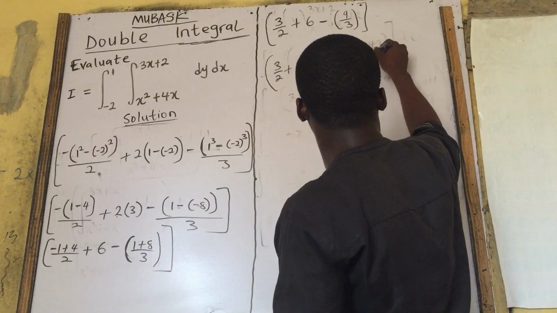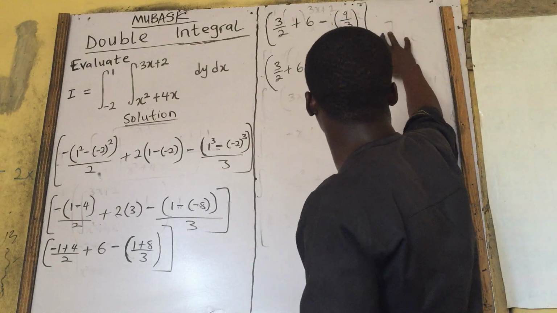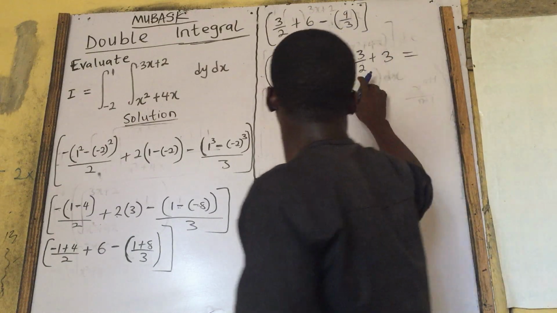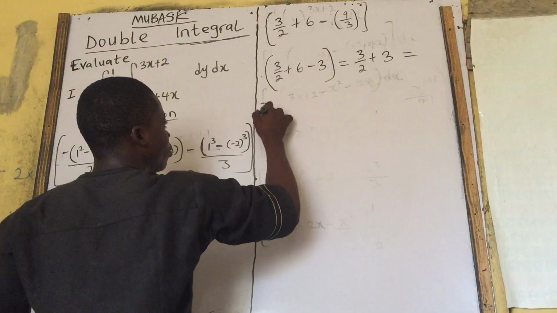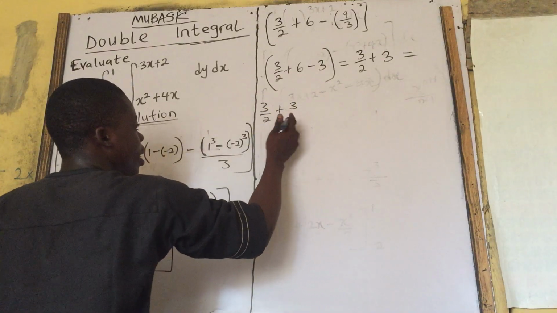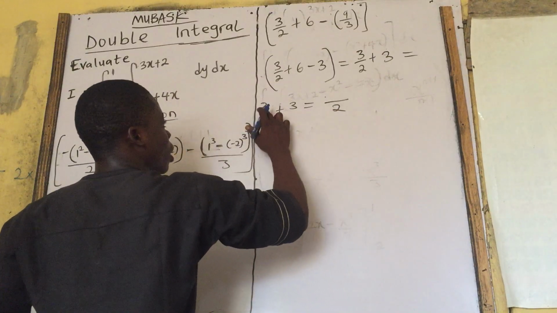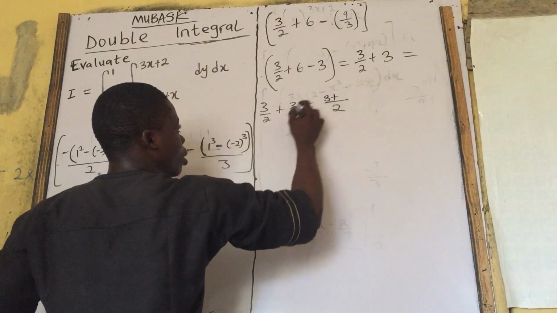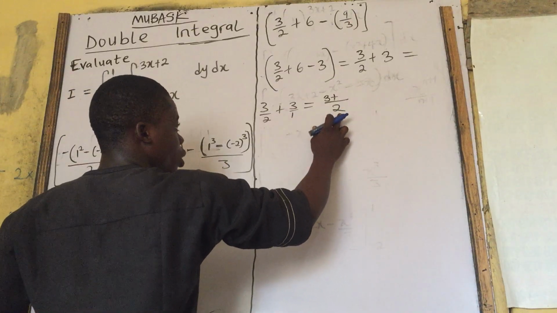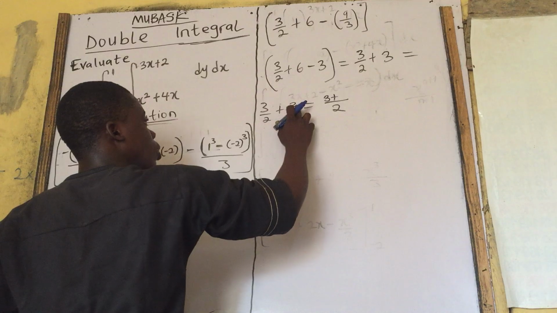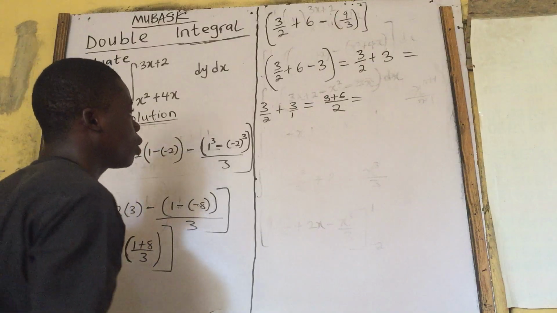3 divided by 2 plus 6, 6 minus 3 will give us 3, all equal to what? Let us find the LCM here. 3 plus 3 divided by 2 plus 3. So by finding the LCM, our LCM is 2. How many 2 can we see in 2? 1. 1 times 3 is 3. Plus this one has the denominator of 1. So how many 1 can we see in 2? It is 2. 2 times 3 will give us 6. So now 3 plus 6 will give us 9.